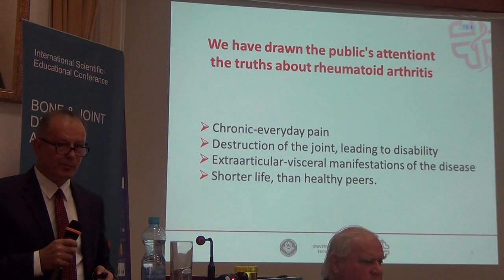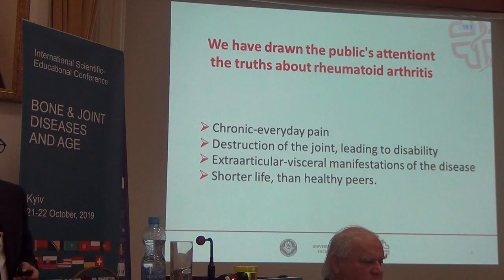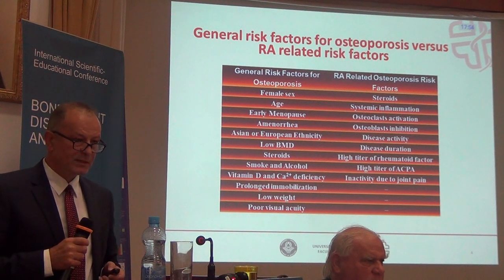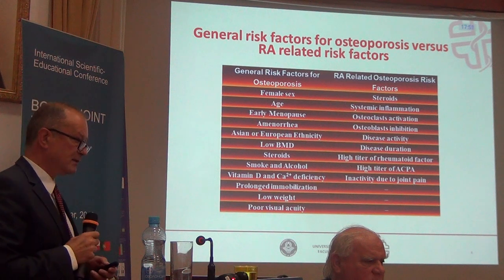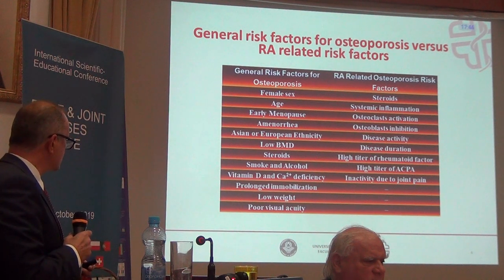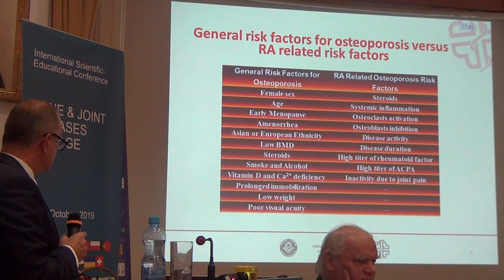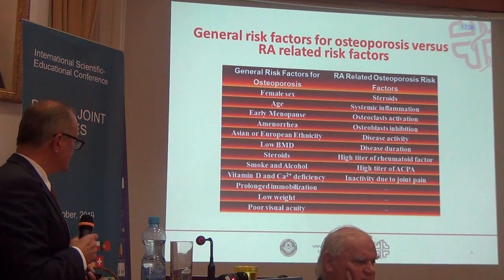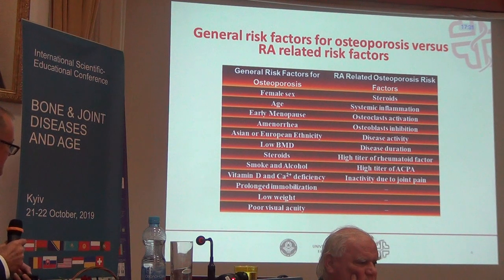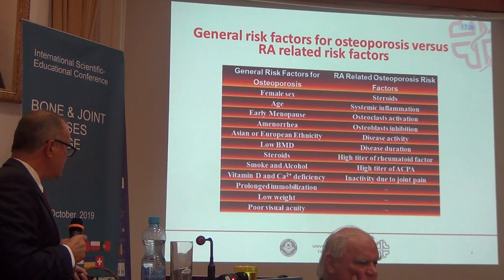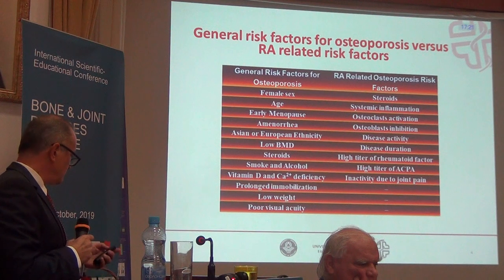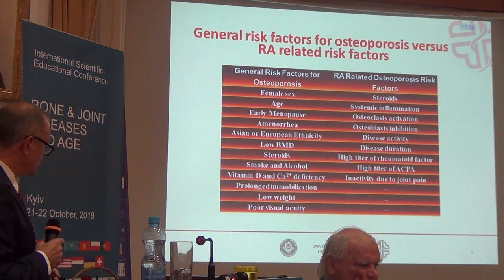At the same time, in clinical practice, there are known facts about the role of rheumatoid arthritis in bone metabolism. What are the risk factors for osteoporosis in rheumatoid arthritis versus general risk factors? First of all, it's use of steroids, systemic inflammation, osteoclast activation, osteoblast inhibition, disease activity, disease duration, high titer of rheumatoid factor, high titer of ACPA, and inactivity due to joint pain.